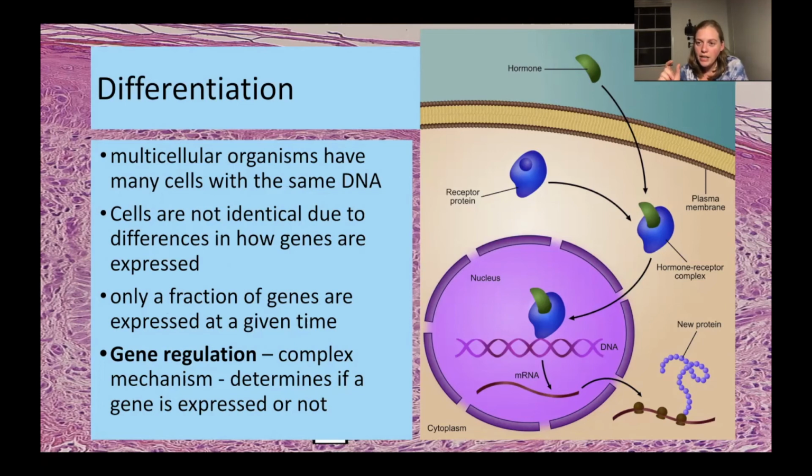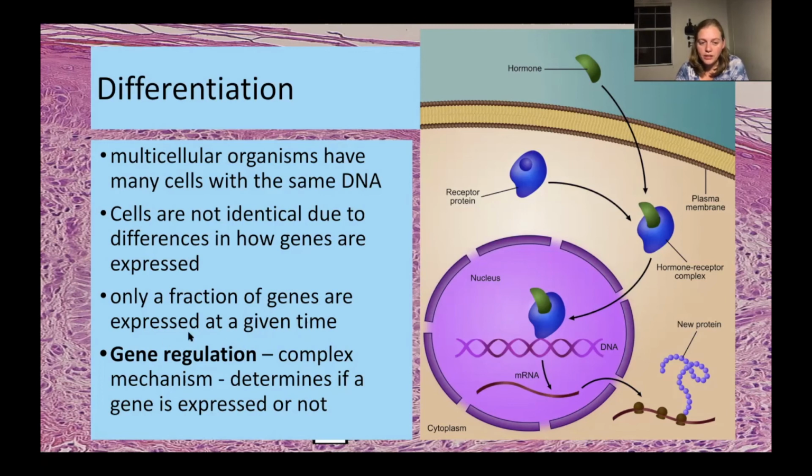So they're going to make the protein to detect light. Your heart cells don't need to detect light, so they're not going to make that protein. They need to pump blood, so they're going to make that set of proteins. Your eyes don't need to pump blood, so they're not going to make that kind of protein. They're going to make different things. So only a fraction of genes are expressed in a certain cell at a given time.